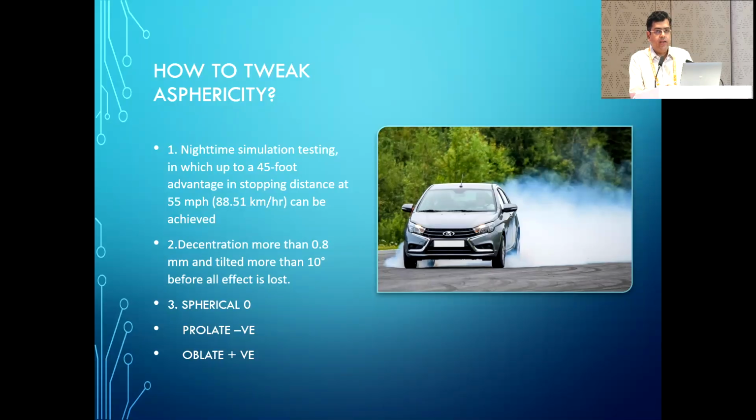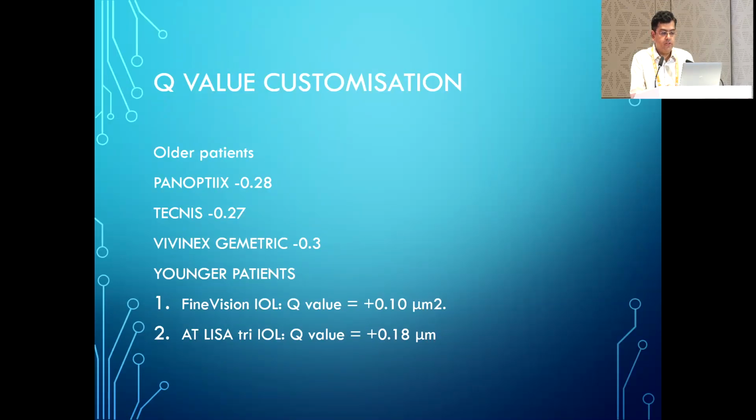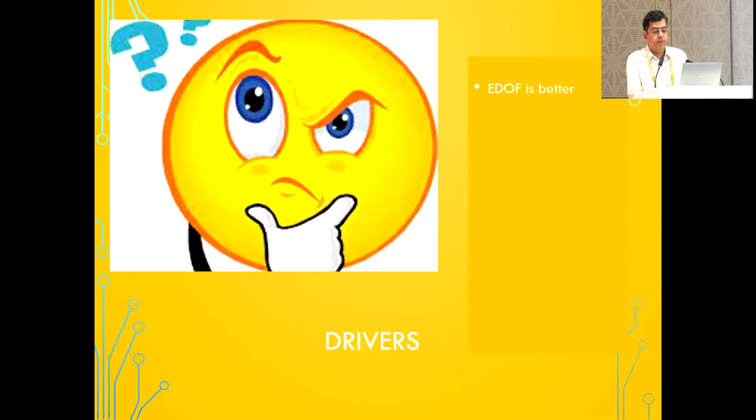When you look at driving, it gives you a lot of power in terms of clarity of vision, especially nighttime vision. We can use prolate or oblate corneas to select whichever lens you want to choose. If you want to choose a lens for older patients, Panoptix or a Tecnis or a Vivinex is better, but if it's for a younger patient, I find AT LISA, which is the one I use, seems to be better because it has an aspheric value.